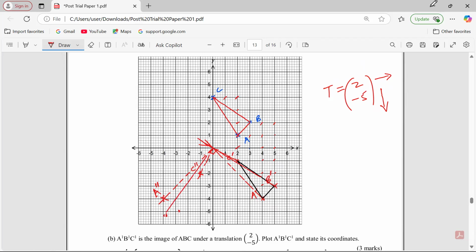Then an equal distance will take us to a point like this. So that is where we shall be having our triangle. So we shall be having our point B double prime. Then now we can join.